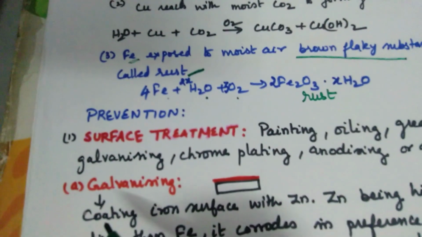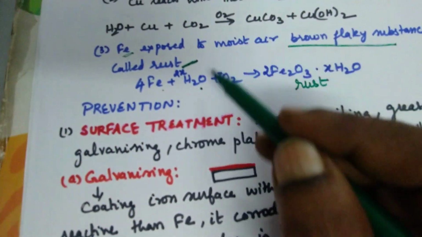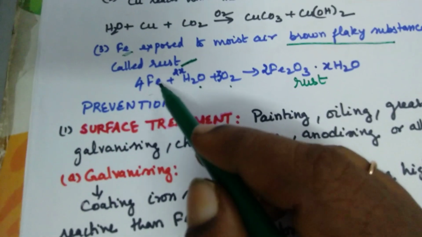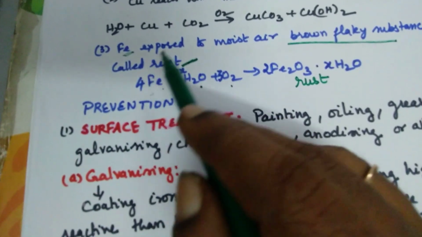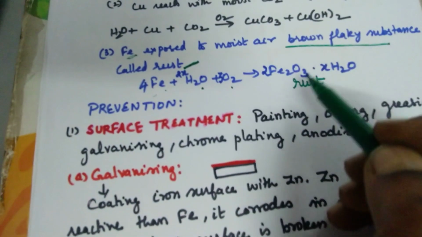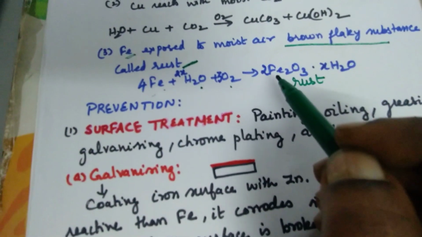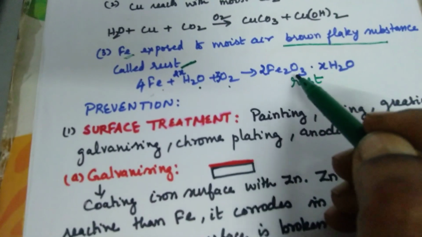How to prevent this corrosion? See, we spend so much energy and money to get the metal, right? And the metal, without spending energy and money, turns into its oxide state. It's in a combined state. So what is to be done for that? How can we stop the corrosion process?